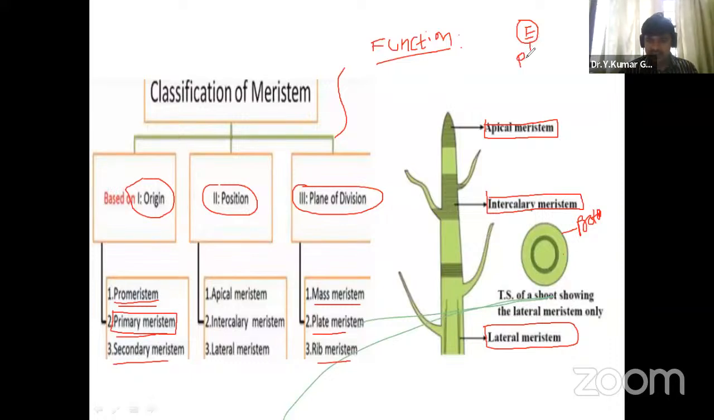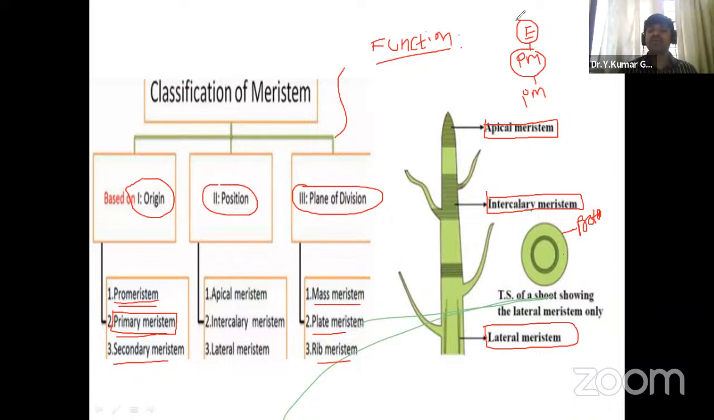Promeristem, PM, embryonic cell, development of promeristem. From the promeristem, primary meristem will develop. These are the first derivatives, the fundamental part of plants. And this meristematic tissue persists in the body right from the embryonic stage, from the beginning.